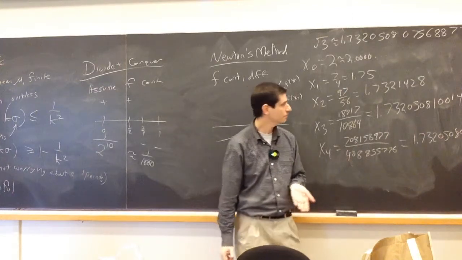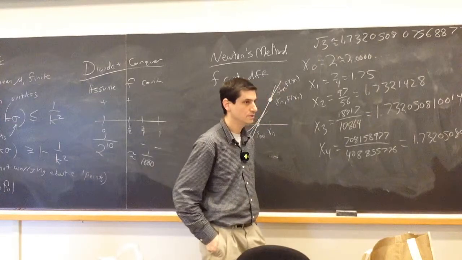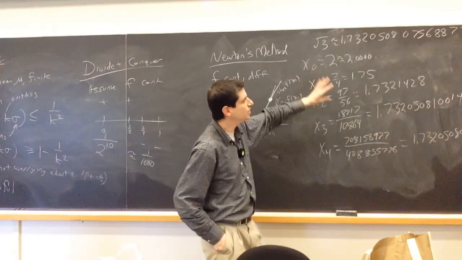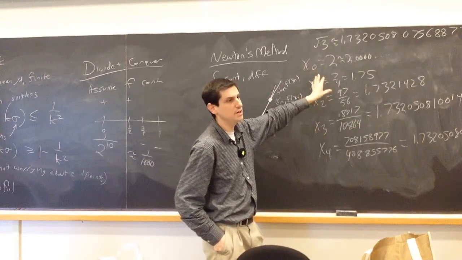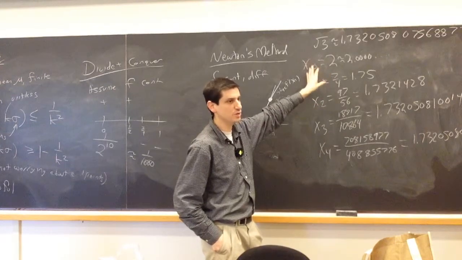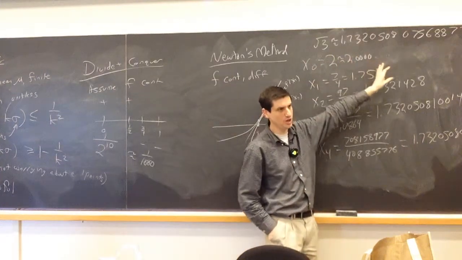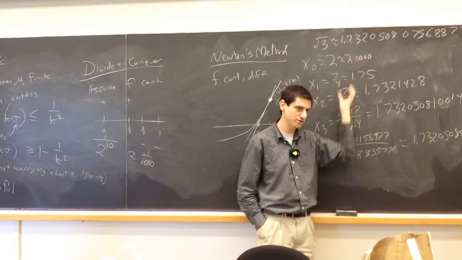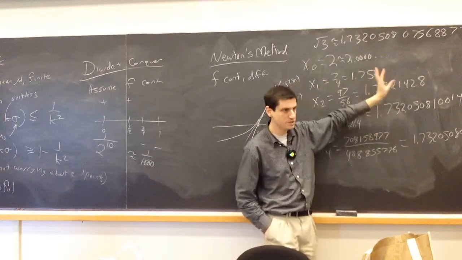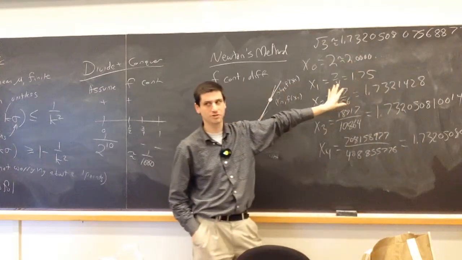Why does Newton's method always result in rational numbers? Well, it results in rational numbers for the problem we're looking at, because we have x squared minus 3, and the derivative is going to be 2x. You start with rational, you'll end up with rational, right, because of how things are. So for this particular problem, it will always be rational.